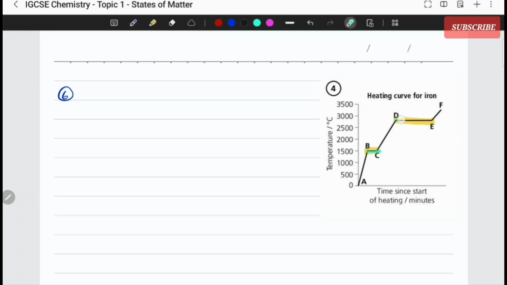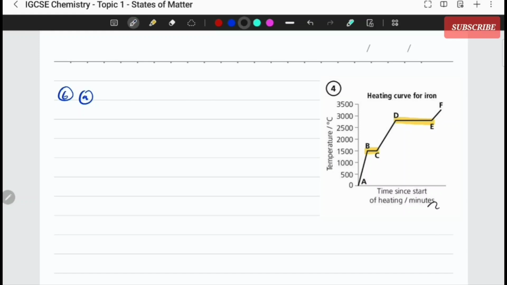The horizontal points are where the transition of state takes place. The first horizontal point, the shorter one, uses less energy; that's the solid melting. The next one is the liquid boiling. So this is the boiling temperature, close to here, maybe like 2700. So let's talk about 6A. What's happening between D and E? How do I explain it?